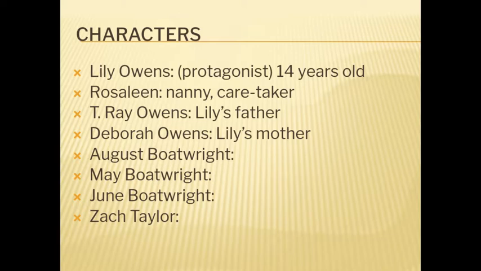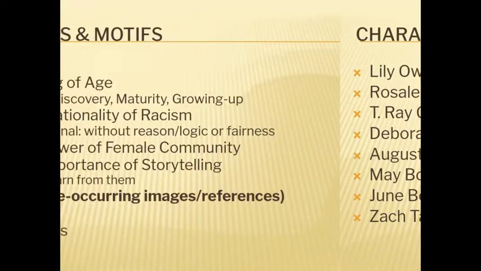T. Ray Owens is Lily's father, but you'll notice Lily does not call him dad. Deborah Owens was Lily's mother, who died when she was very young. And then you have the Boatwright sisters, August, May, and June. They are 3 Black women who live in the town that Lily is going to travel to in search of some information about her mother, and they're going to take her in. And then you have Zachary Taylor, who is Lily's love interest. And spoiler, he's a Black boy.